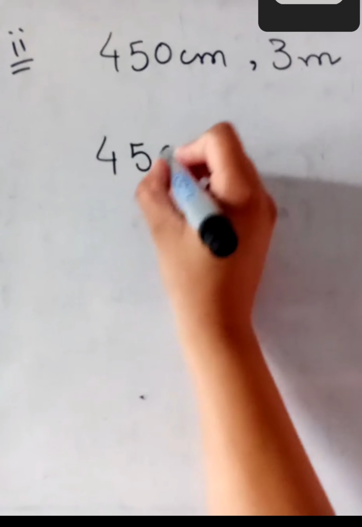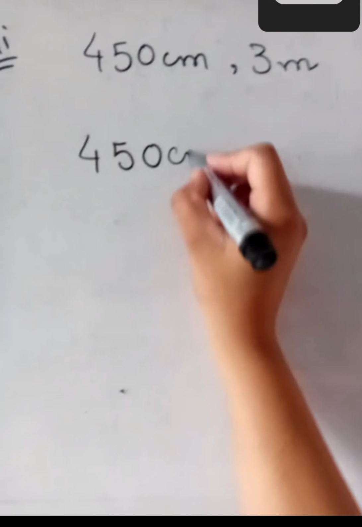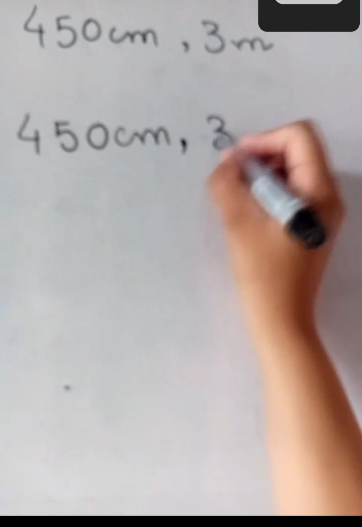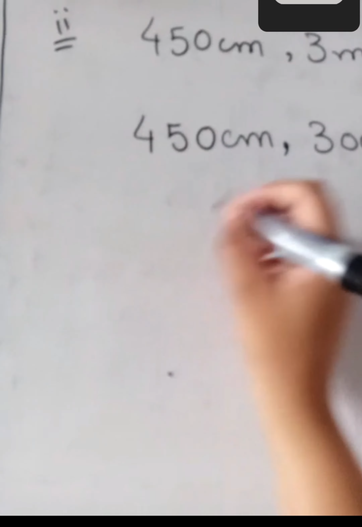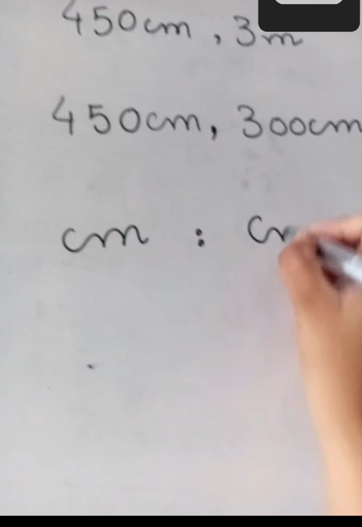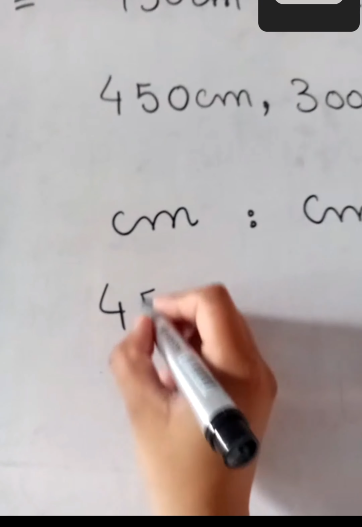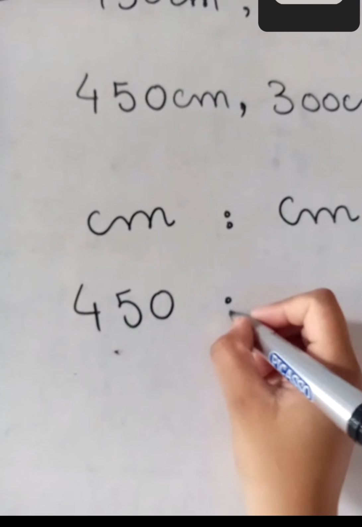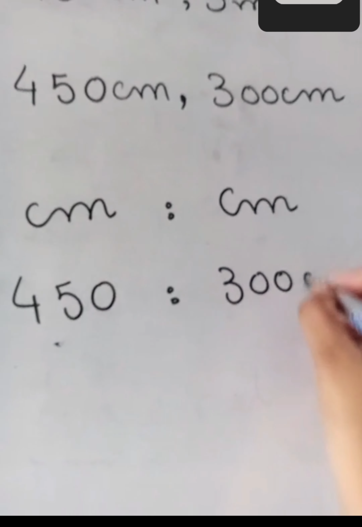300 centimeter. Yes. 450 centimeter is already in its simplest form. The next one is 300 meters. You may write this to convert meters into centimeters. We multiply by 100. So 300 meters is 30,000 centimeters. Now write the units: centimeter ratio centimeter. It is 450 ratio 300 centimeter.